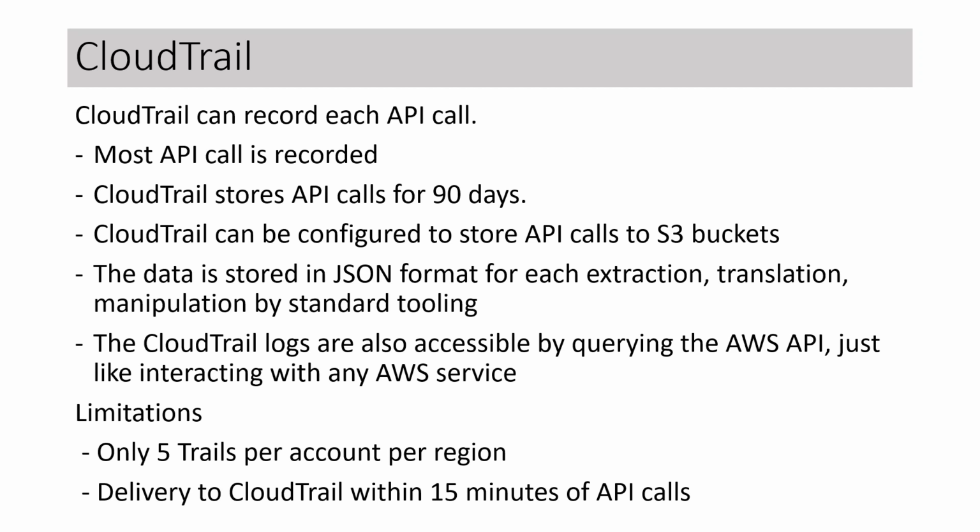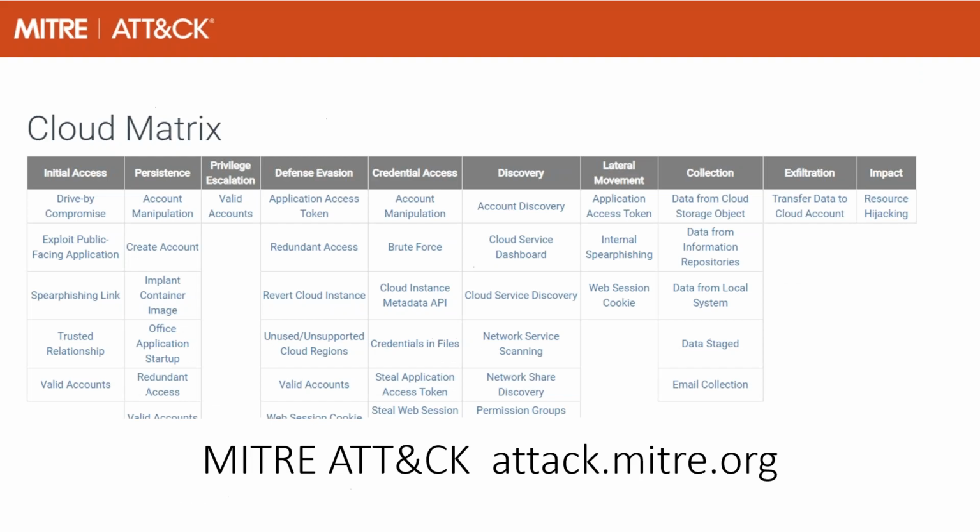You're only going to have 5 per region. And then there's a little bit of a delay for the stuff to get to CloudTrail. So for you to be able to query an API, it could take up to 15 minutes to get that API call. We're not talking about real-time launching of some kind of Lambda code based off of it. You'll have to use other tooling for that, which I'll talk about. All right, so that's CloudTrail.